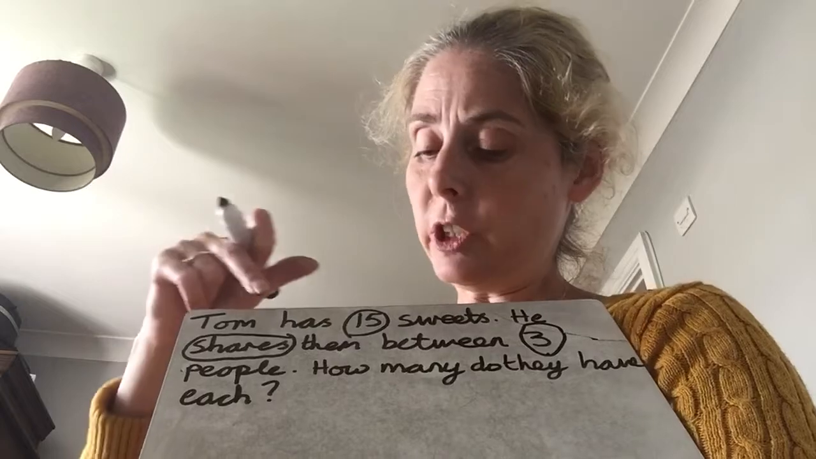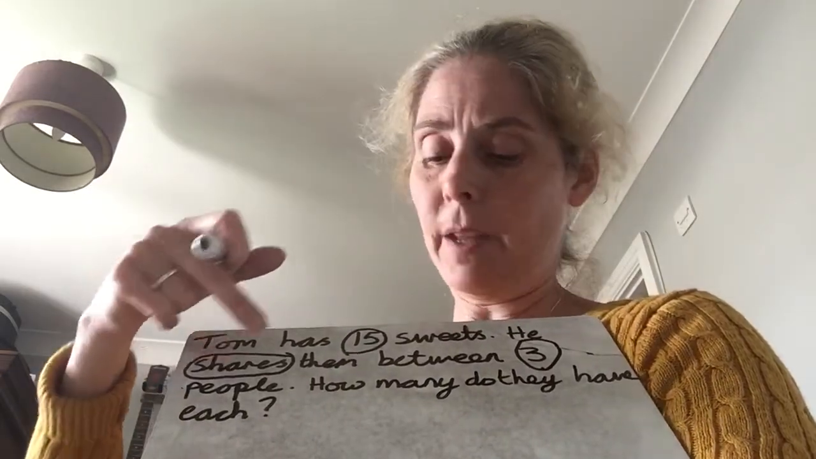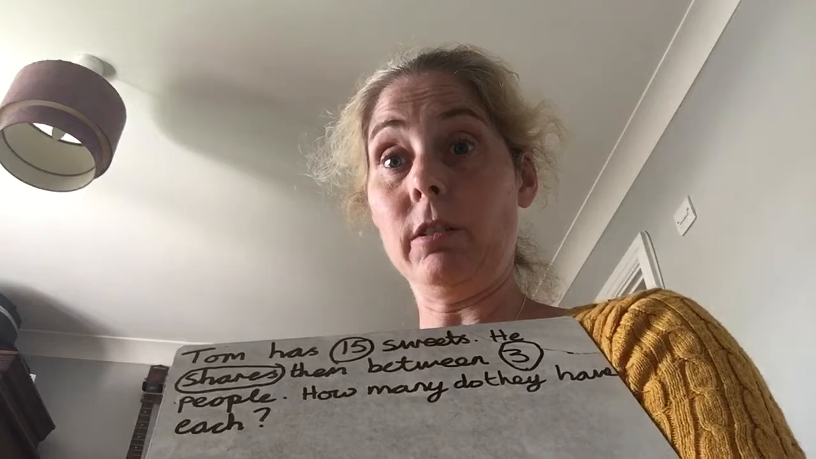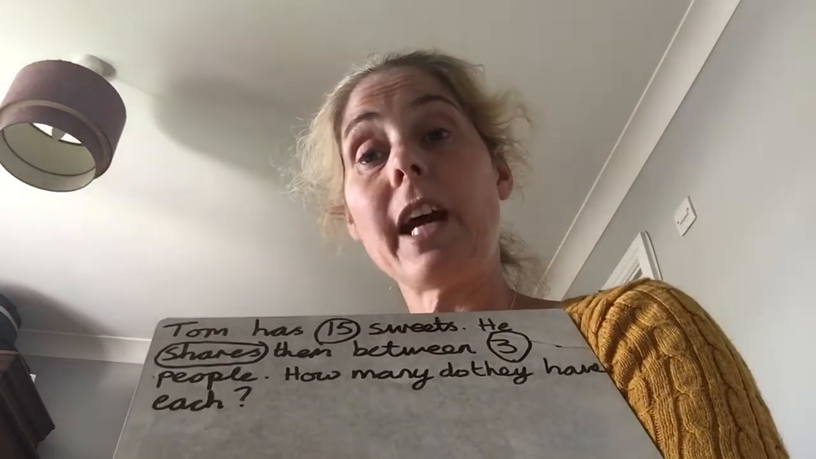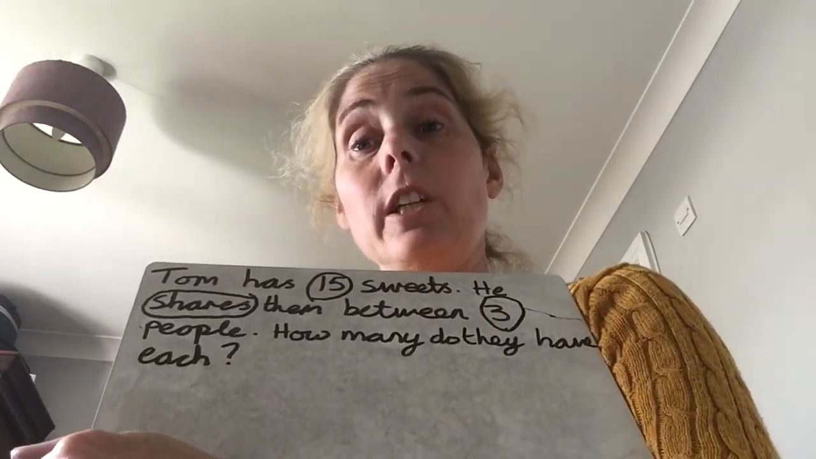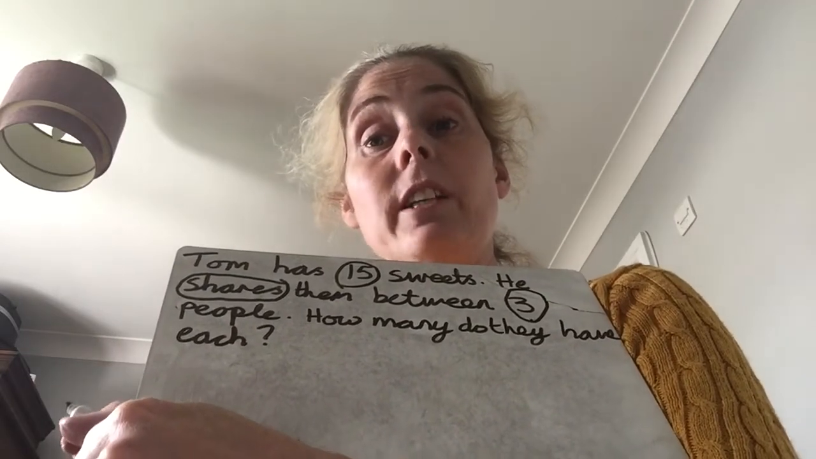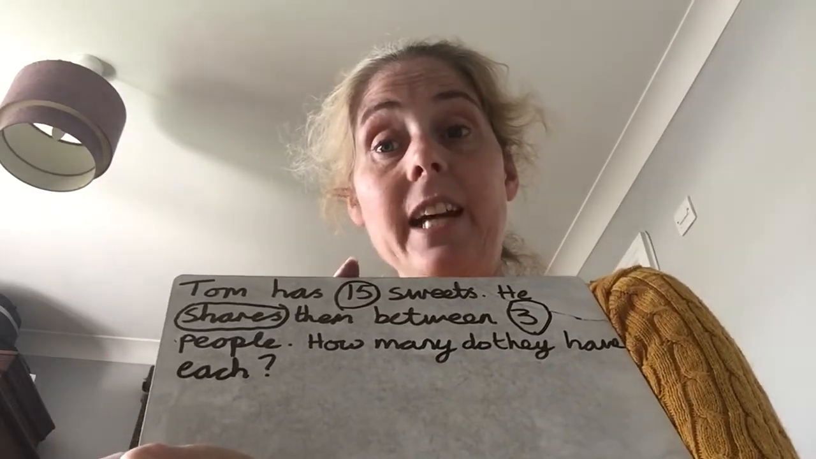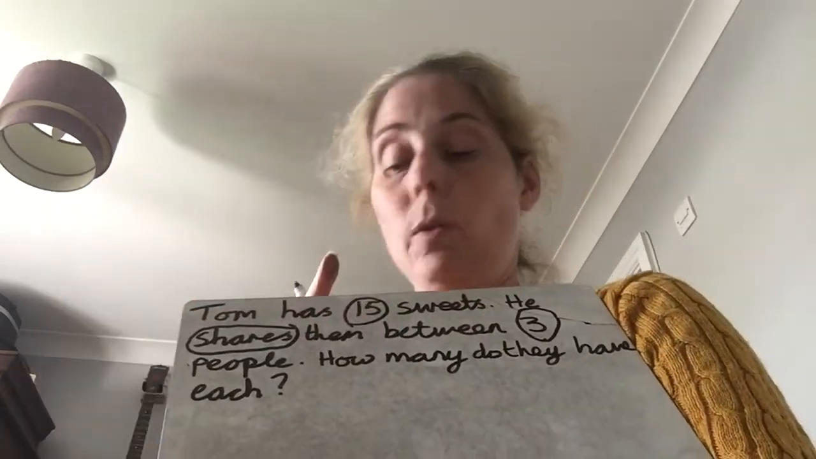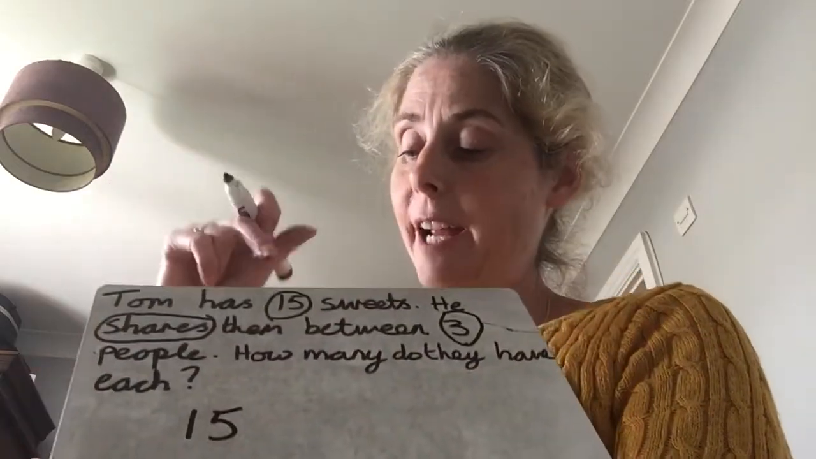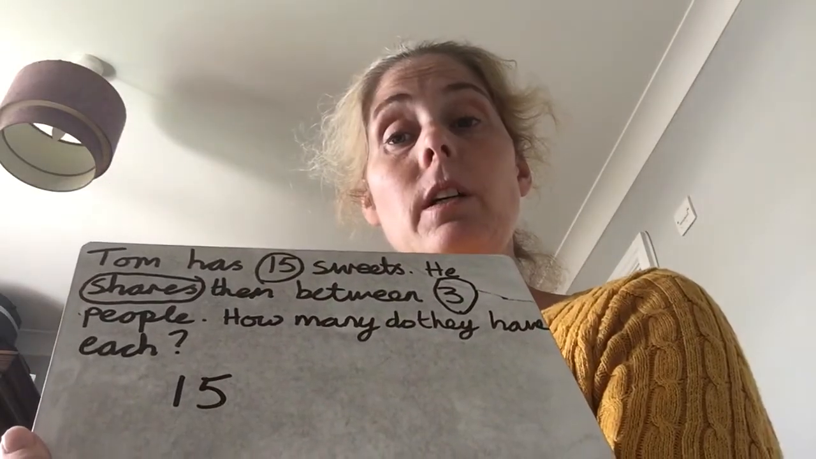Okay, so shares them between 3 people. How many do they have each? Okay, so those words help me. Now I know I've got to do a division. Remember, think about the ways I've shown you how to do the division. Find the biggest number. That's 15, yes, because 15 is bigger than 3. So I know I'm going to have 15 sweets, and I'm sharing it between how many people? 3. So I'm going to be sharing between 3.